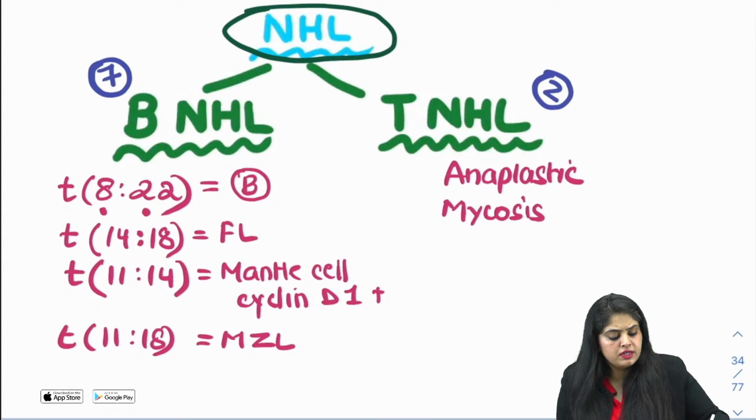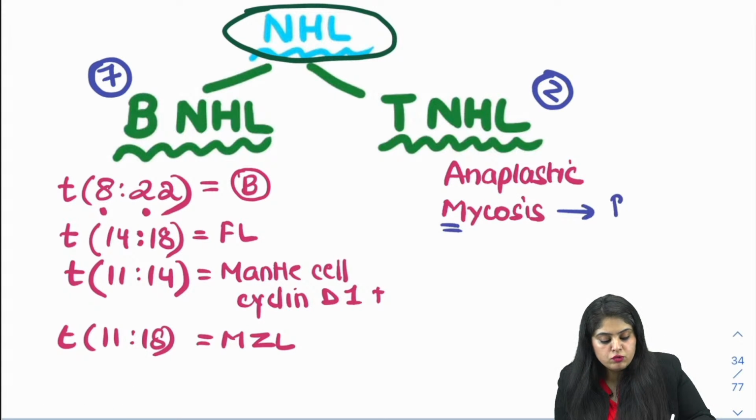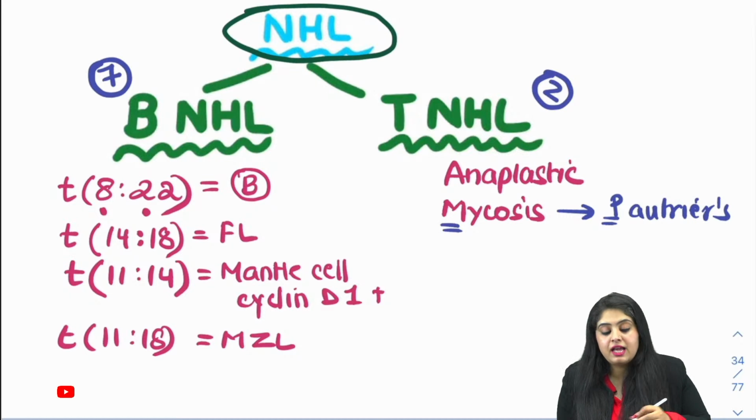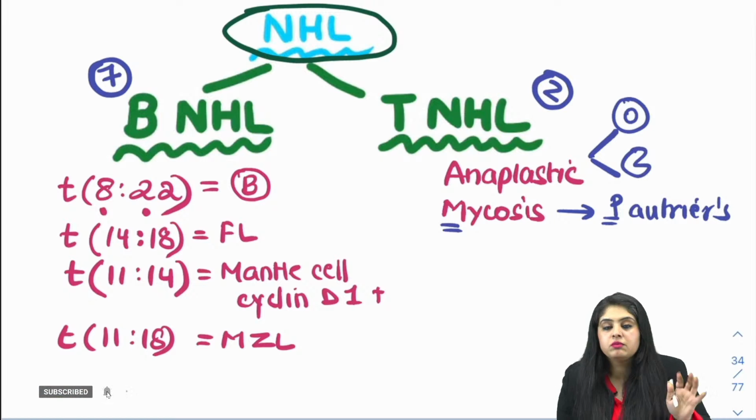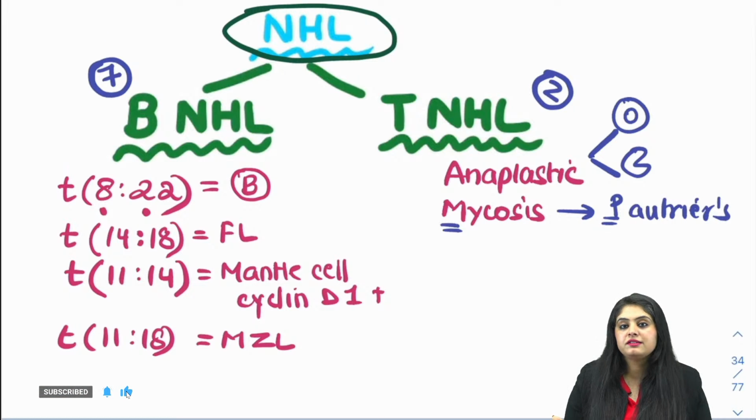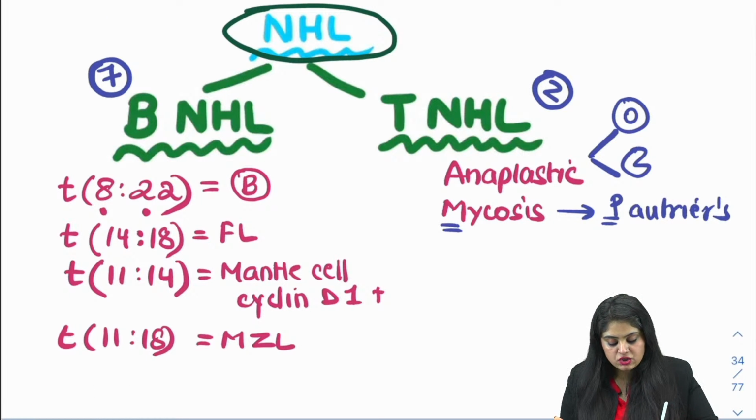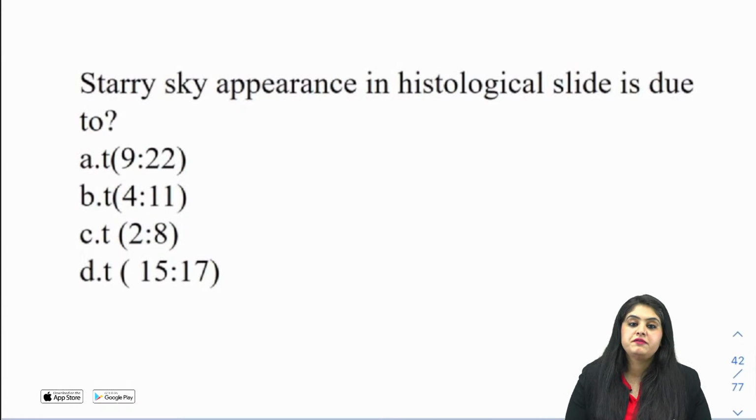Both have one word. Mycosis fungoides shows you which abscess? It shows you the Pottrier's microabscess, and anaplastic shows you which cell? Ma'am, the donut cell and the hallmark cell. So that is simple. Now, is it actually simple or not? And that you will get to know when you start solving a few questions. Let's see if we are able to get this right.